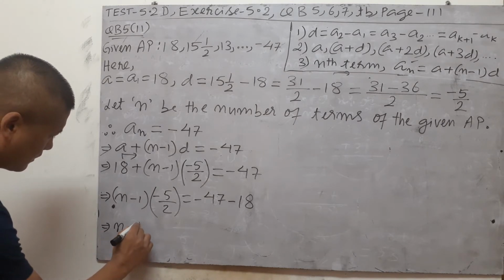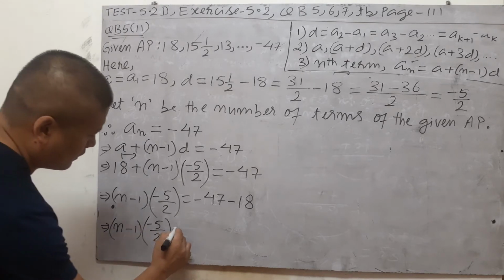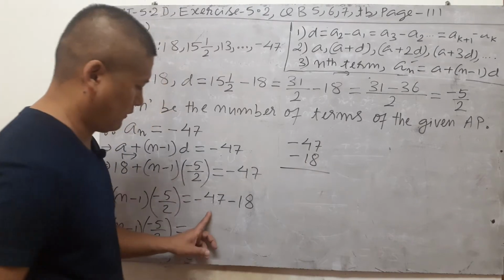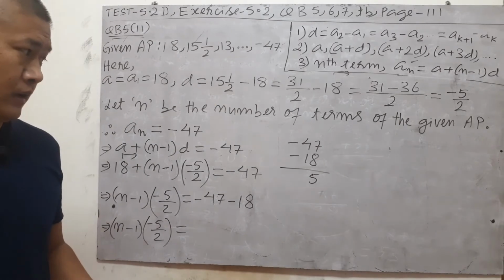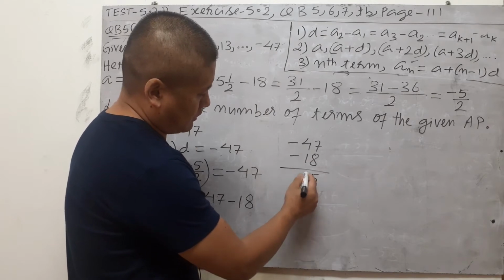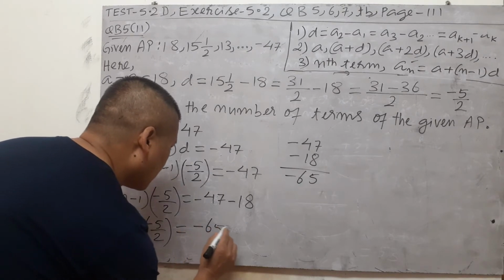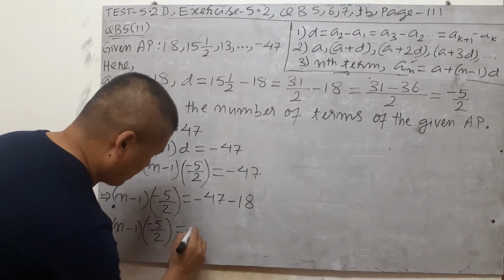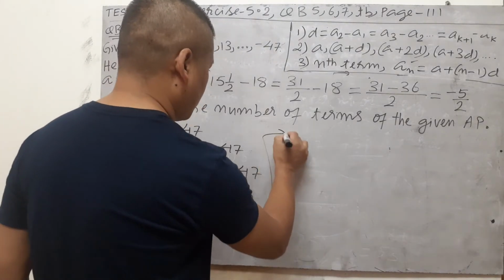So that gives n minus 1 into minus 5 by 2 equal to minus 47 minus 18. When both are minus, we add. So 8 plus 7 is 15, 1 remainder, so 4 plus 1 is 5, plus 1 remainder is 6. Both minus means here also minus, so you are getting minus 65. You can write those things on your graph. Then from here you can proceed.